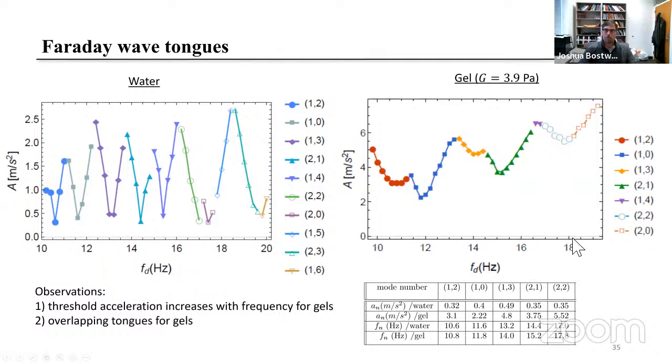Now we contrast that with a gel, as shown here on the right, and you actually see an increasing trend for the acceleration threshold with mode number. For example, the threshold acceleration for the 1-2 mode is much different than for the 2-1 mode, the 1-4 mode, the 2-2 mode, and the 2-0 mode. And that threshold acceleration is at least an order of magnitude higher than that for water. This illustrates that there is some sort of dissipation or elastic resistance occurring in the gels that is not occurring for the water.